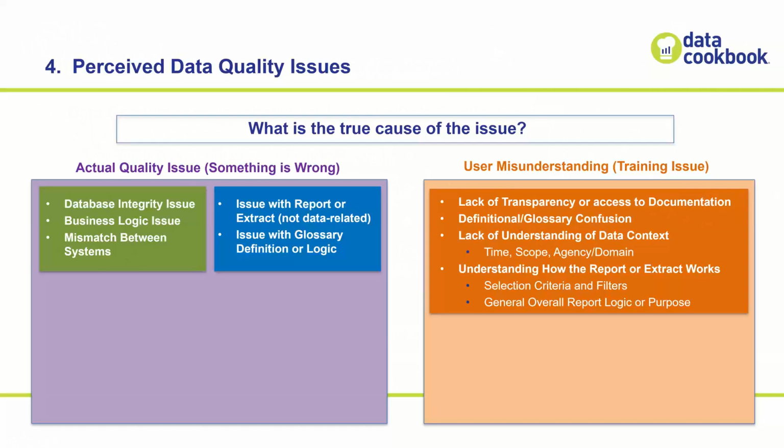It's not today's date. And then the scope issue: if I think it's covering my entire division, but it's only covering a portion of it because I don't understand what the selection criteria is. Or agency domain, where this particular report is generated for some other purpose than what I think it's for, and it's using different logic and different calculations. In general, I don't understand how the report or extract works, what the selection criteria and filters are, or the overall report logic or purpose.